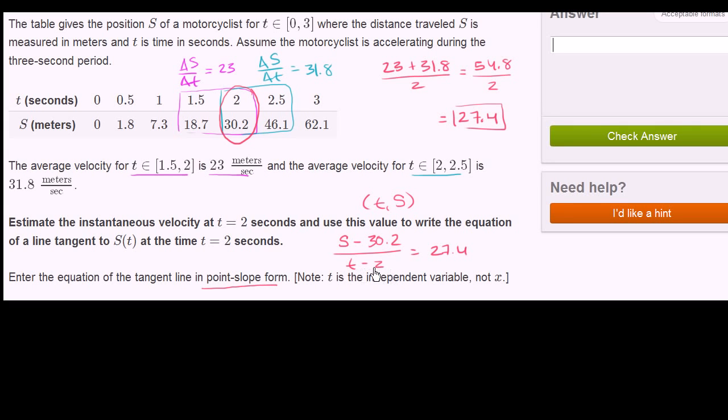And then you multiply both sides by t minus 2, and you've put it in point slope form. So this is the same thing as S minus 30.2 is equal to 27.4 times t minus 2.